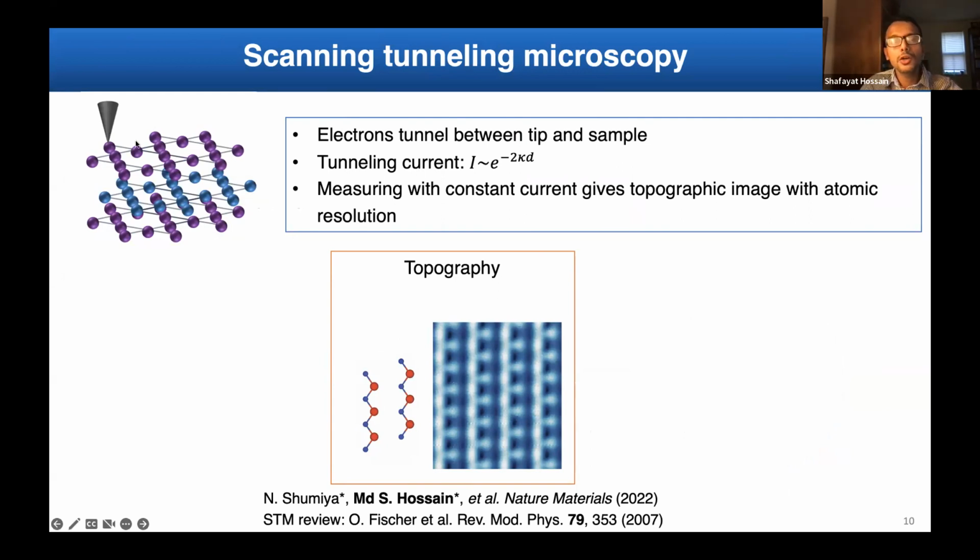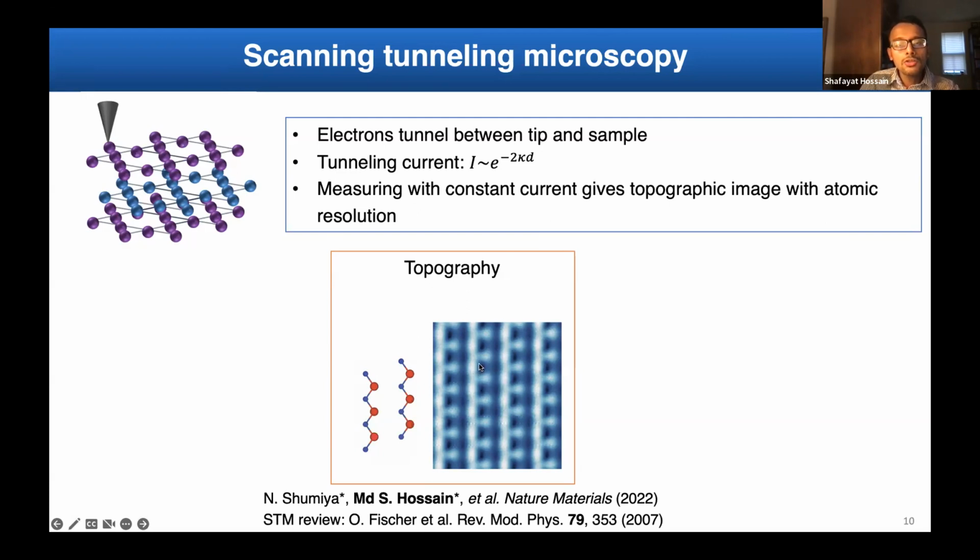What STM does is we have an atomically sharp tip, and this atomically sharp tip is placed very, very close to the sample surface, and then electrons can tunnel between this tip and sample. If we measure this tunneling current, keeping the current fixed, it gives us a topographic image with atomic resolution, kind of like this.